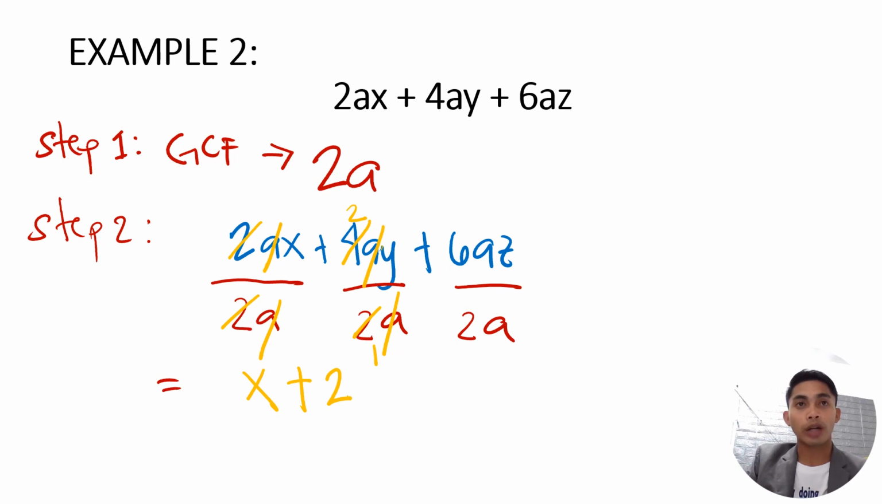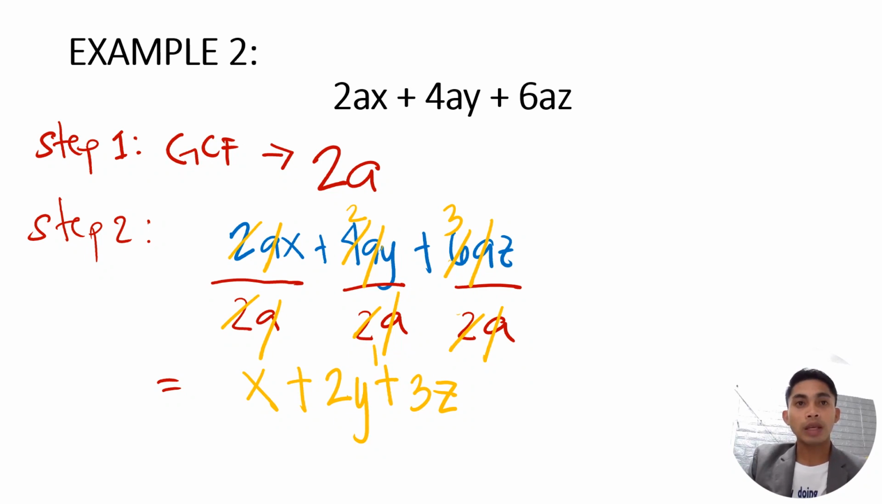So therefore, what is left is 2y plus, okay, 6 divided by 2. So that is 3. So simply copy 3. Then a divided by a is cancelled out. So therefore, the remaining terms from the given expression is 3z. So we have x plus 2y plus 3z.